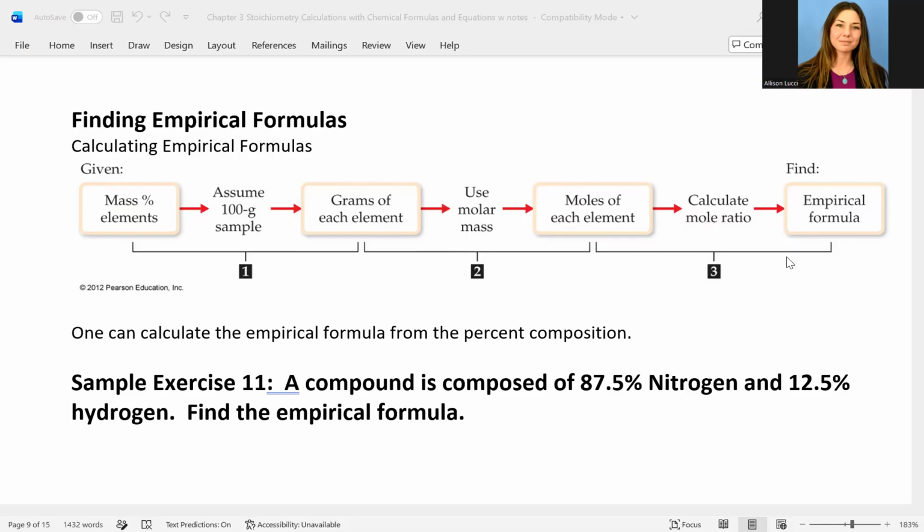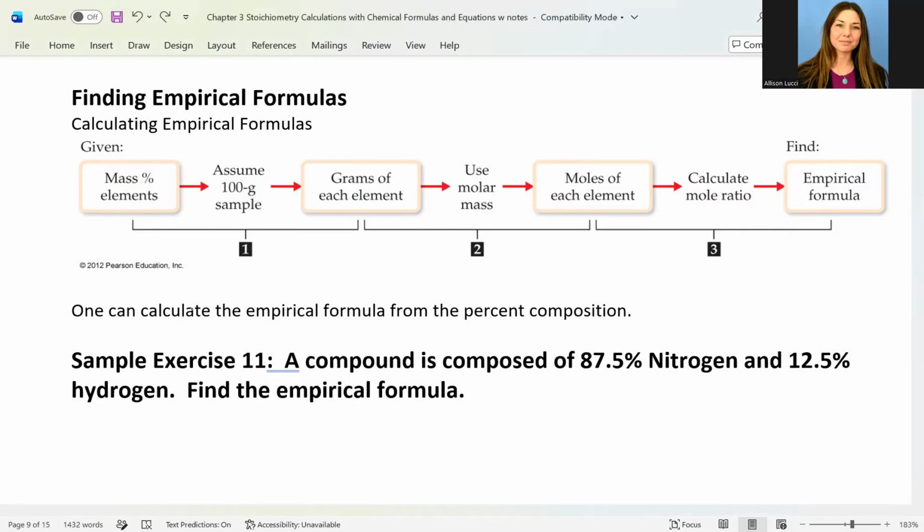In this video, we're going to discuss empirical formulas, including doing two sample exercises that ask us to calculate empirical formulas. So if you recall, in a previous video, I mentioned that an empirical formula is the lowest whole number ratio of one type of atom to another.